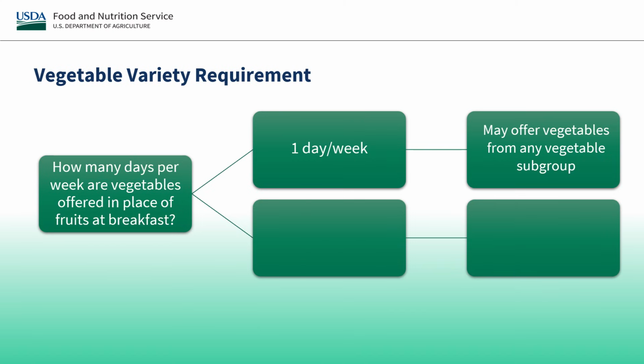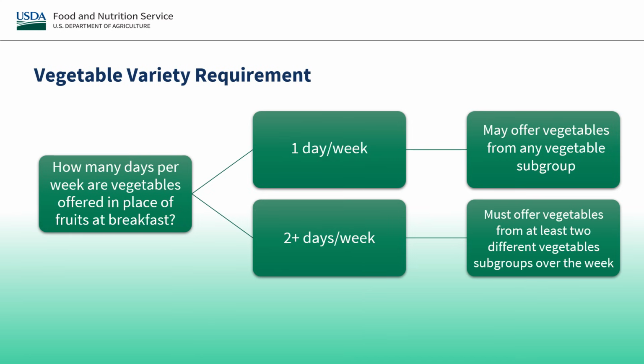Schools choosing to offer vegetables in place of fruits 2 or more days per week must offer vegetables from at least 2 different vegetable subgroups over the course of the week. As a reminder, the 5 vegetable subgroups are dark green, red-orange, beans, peas, and lentils, starchy, or other vegetables.